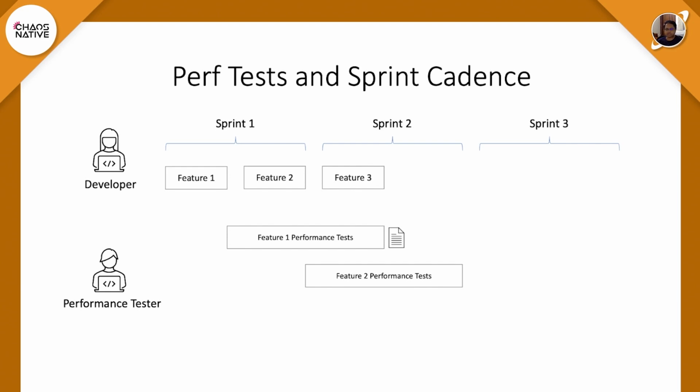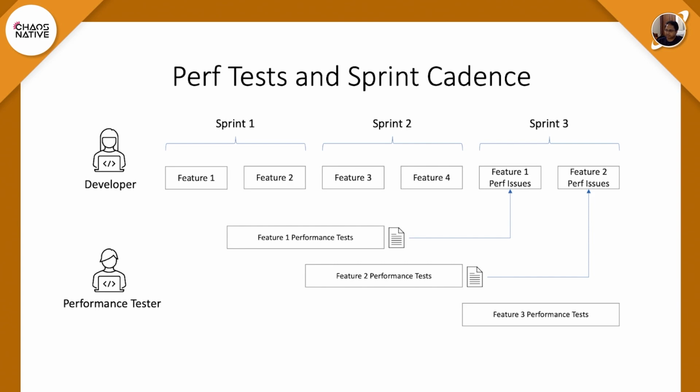However, we are in the middle of the sprint, we cannot change stuff, so we press on with feature number 4, and by then the performance tester comes back with more feedback for feature 2. Now what happens? Sprint number 3, a developer, she has to sit through and look at the performance issues that have been identified on feature 1, feature 2, and meanwhile, a performance tester is putting feature 3 through its paces. So practically what has happened now is sprint 3 is a complete washout.